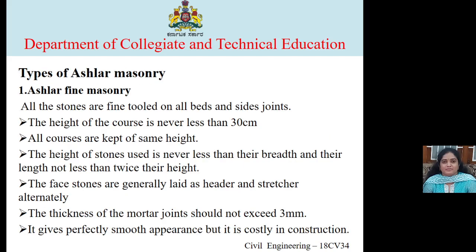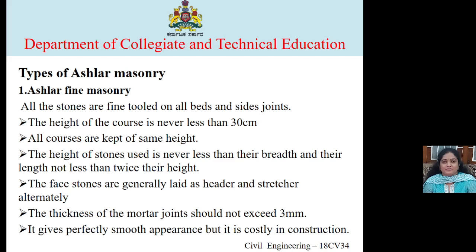So we'll see one by one. There are a total of 6 types of ashlar masonry. First one is ashlar fine masonry. All the stones are fine tooled on all beds and side joints here. The height of the course is never less than 30 centimeters. All courses are kept of the same height, and the height of the stones used is never less than their breadth and their length not less than twice their height. This condition should be satisfied.